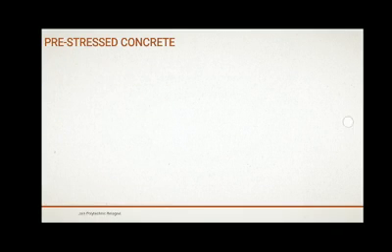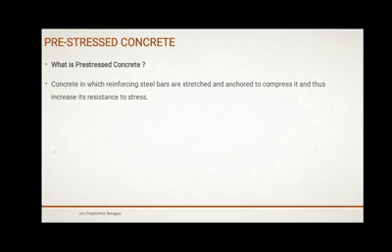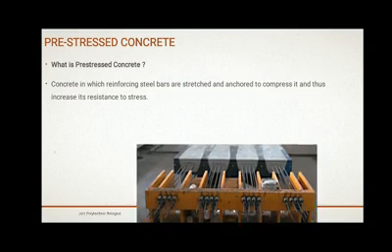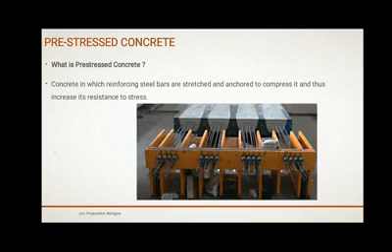So pre-stressed concrete. So what is pre-stressed concrete? Concrete in which reinforcing steel bars are stretched and anchored to compress it, and thus increase the resistance to stress, is known as pre-stressed concrete. So here in this figure you can see the wires or the reinforcing steel bars are stretched and anchored to compress it.